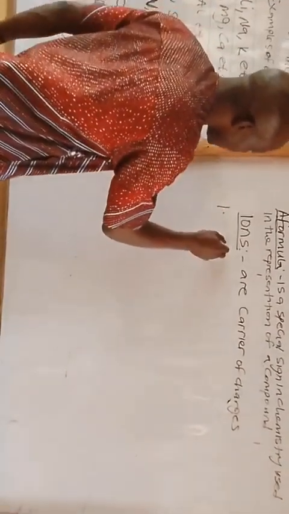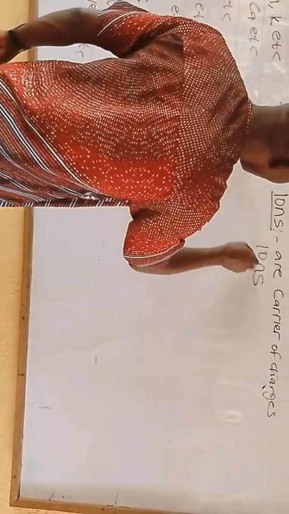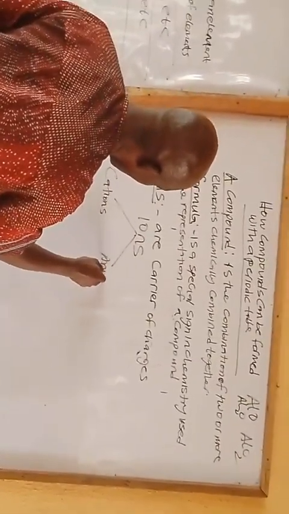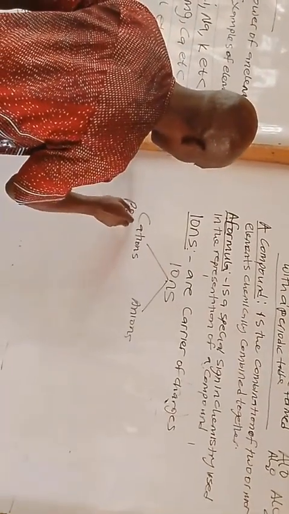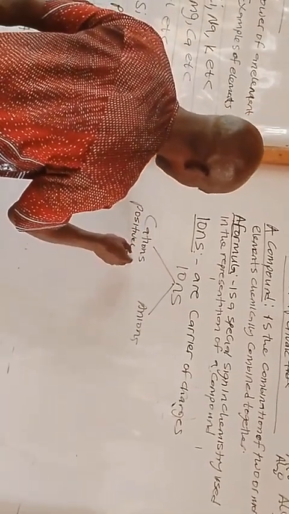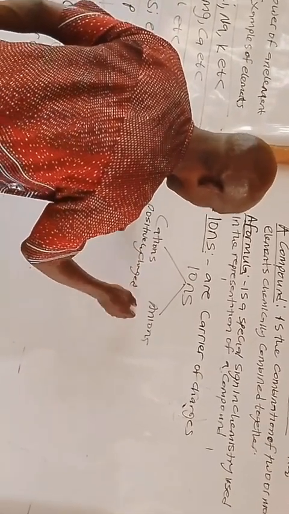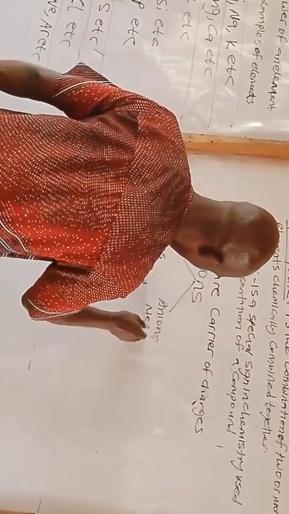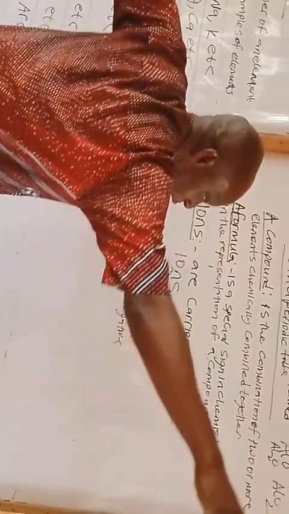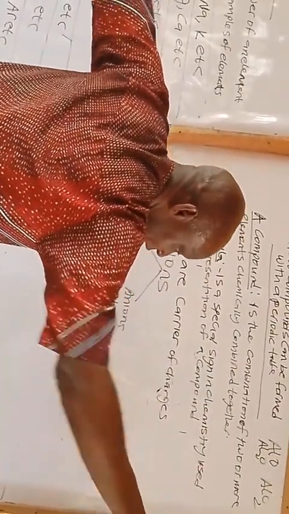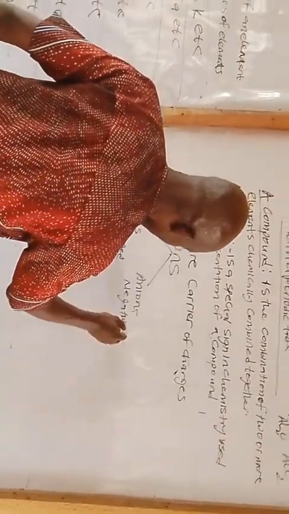Let's see. Hydroxide is a negative ion because ions are divided into 2. Let's look at the division. You have the cations and the anions. The cations are the positively charged ions, while the anions are the negatively charged ions. You see the way they combine to also form a very much more expansive compound.